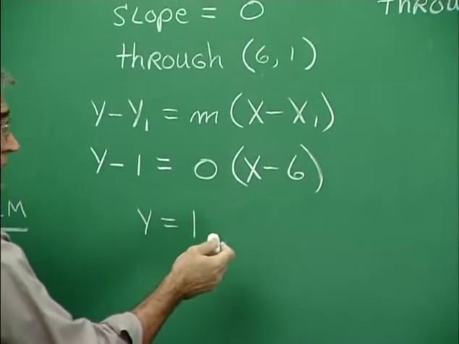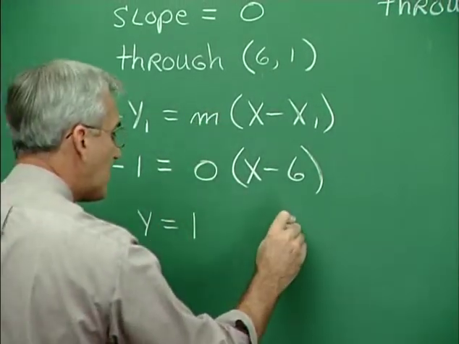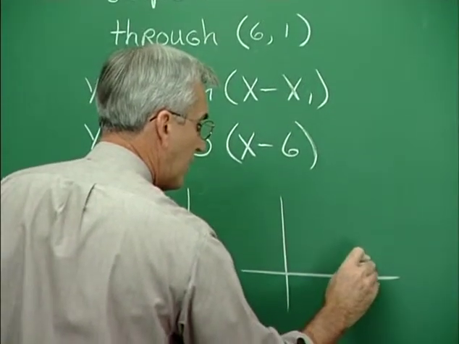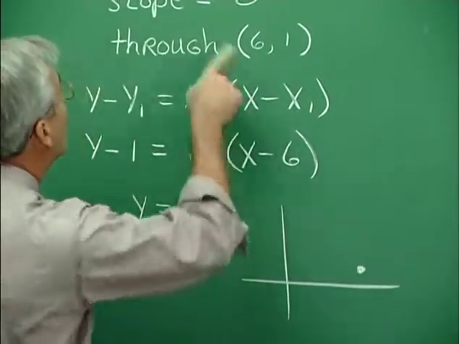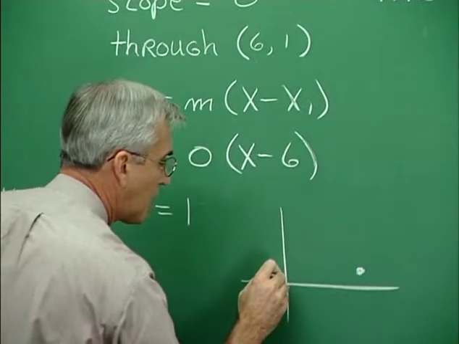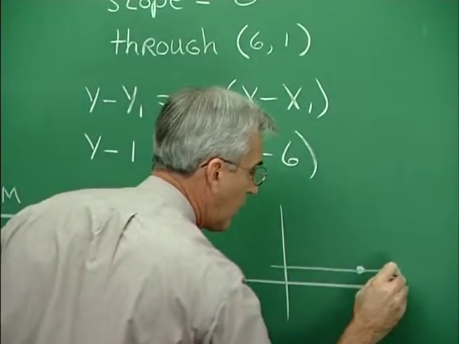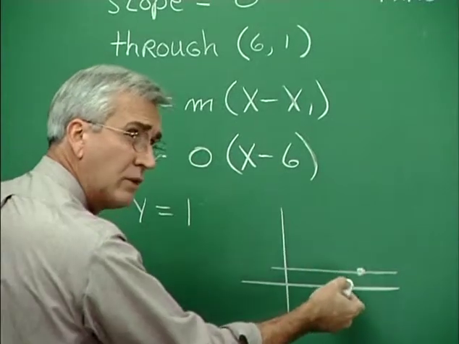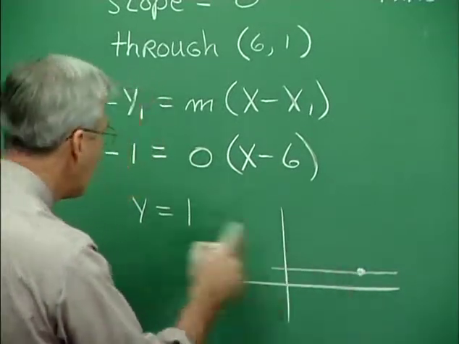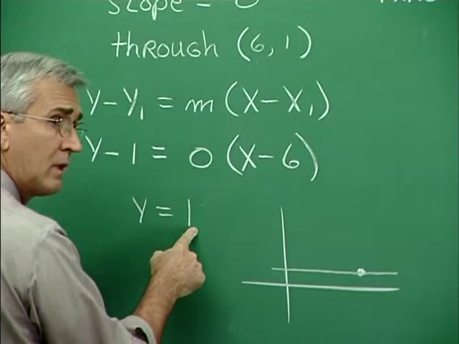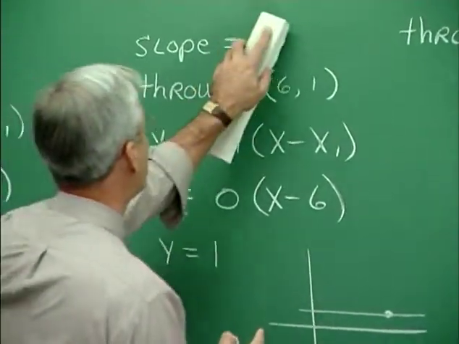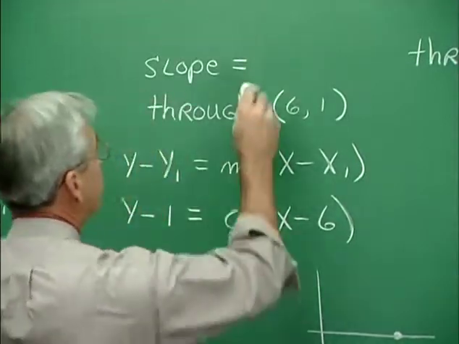Well, there's no surprise there. Gee, if we're thinking about the point (6, 1), which is roughly right here, a slope of 0 implies a horizontal line, and a horizontal line going through this vertical level of 1. You see, vertical level of 1 means y equals 1. Now, in a similar way, another nuance involves a slope that is undefined.